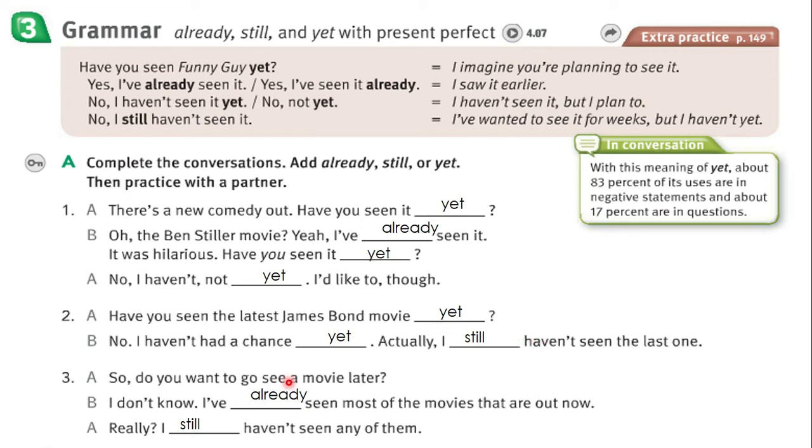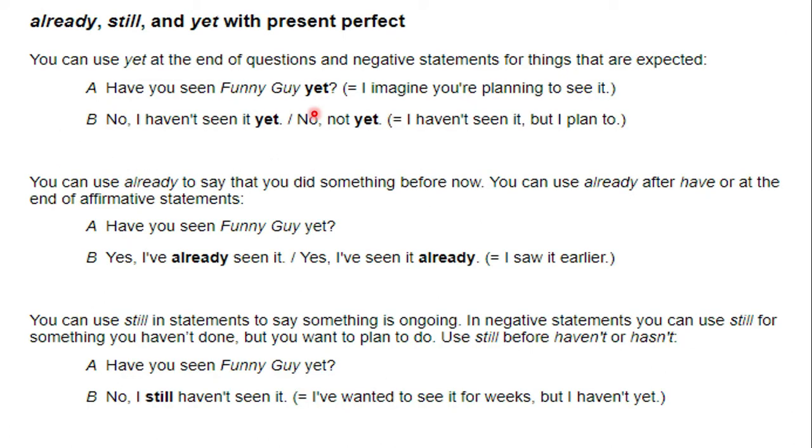"Okay, so do you want to go to see a movie later?" "I don't know. I have already seen most of the movies that are out now." Yo ya vi la mayoría de películas que salieron ya de estreno. Already goes between the auxiliary have or has and the past participle of the verb. "Really, I still haven't seen any of them." Still goes before the auxiliary have or has in negative sentences. Don't forget. Okay, so already, still, and yet.